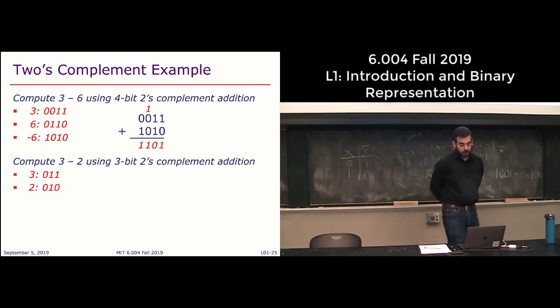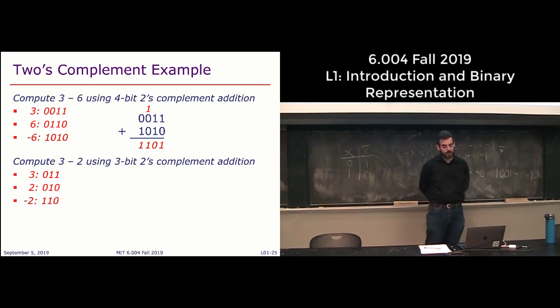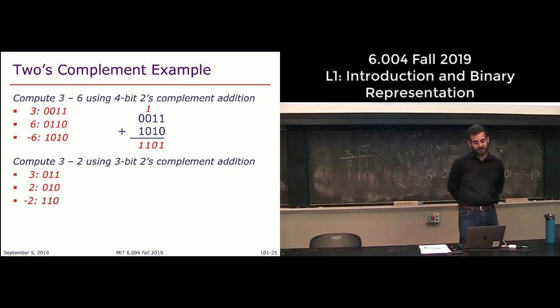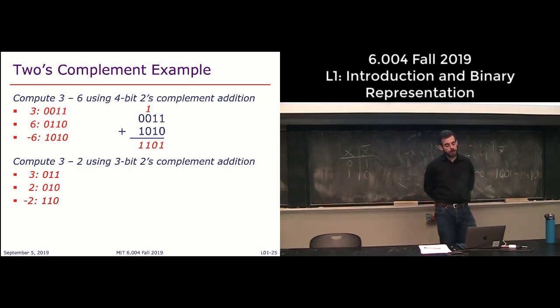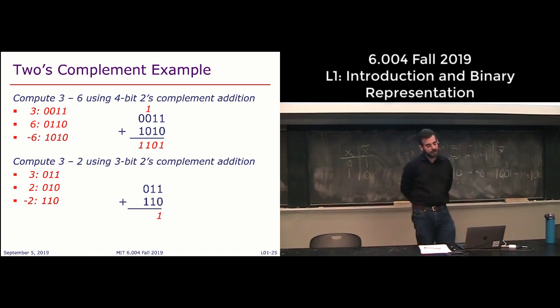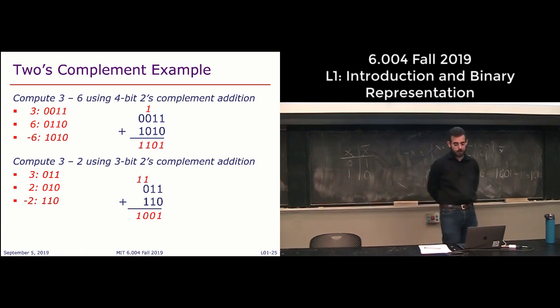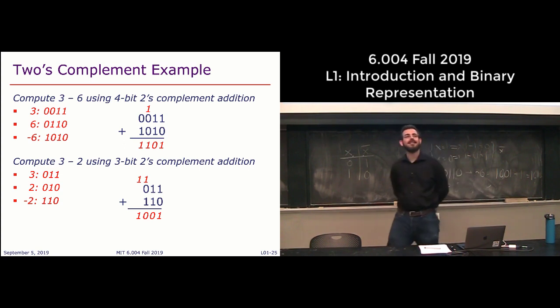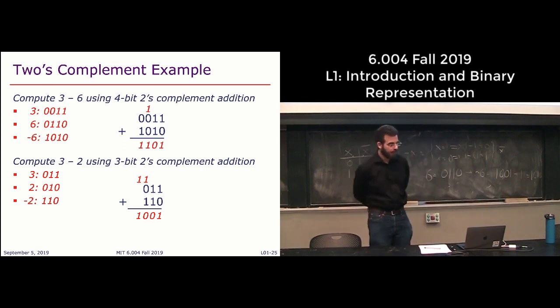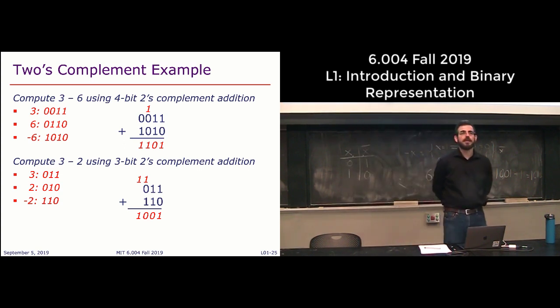Just quickly, we can go through this second example, 3 minus 2. This is actually interesting because we're not changing signs. 3 minus 2, we expect 1. But if we do minus 2, we get 110. And then if we just go through the motions here, 1 plus 0 is 1, 1 plus 1 is 0 and we carry 1, 1 plus 1 is 0 and we carry 1. And we get this 1 here, even though we didn't change sign, which might be a little bit confusing.